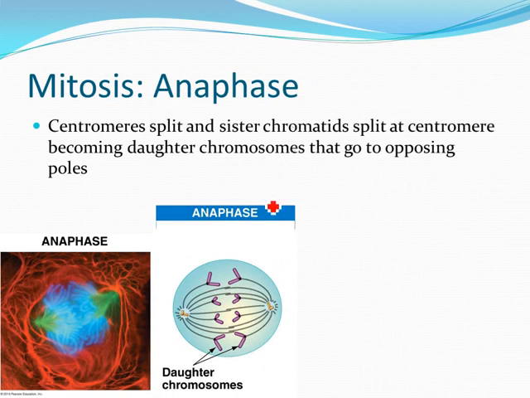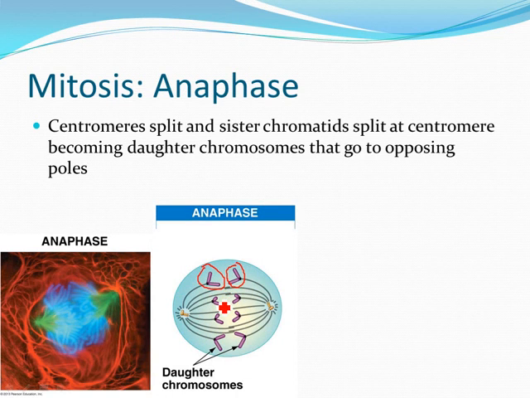Anaphase is when we end up splitting that centromere and then causing the sister chromatids to split apart. Once the sister chromatids split, they are now called daughter chromosomes. So this here is a daughter chromosome. That used to be its sister chromatid, but now it's a daughter chromosome.